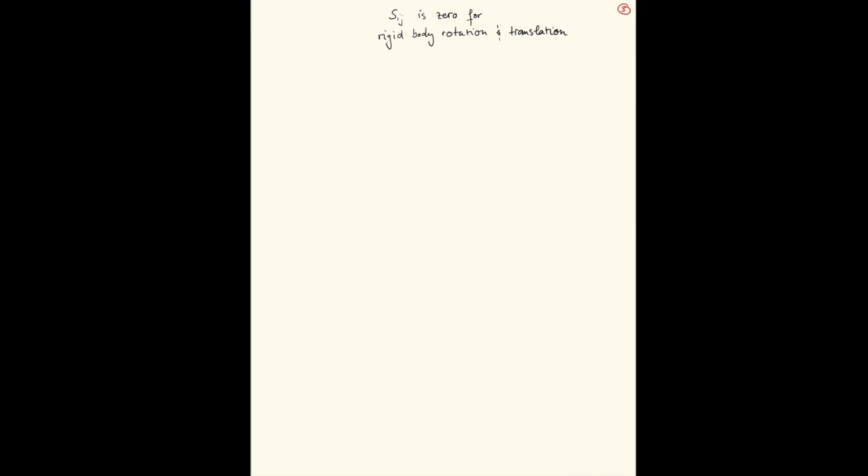One important feature of the strain rate tensor Sij is that it is 0 for rigid body rotation and translation. That is to say, Sij is only non-zero if a fluid element is actually deformed. One result of this property is that Sij is invariant under Gaussian transformations.